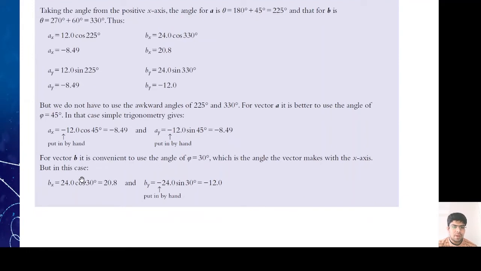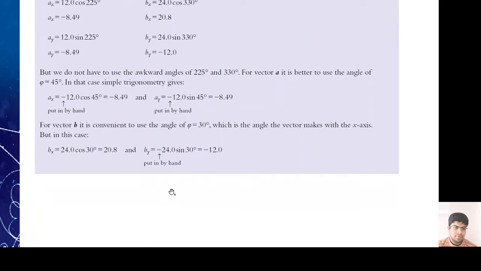Now for vector B, it is convenient to use the angle phi equals 30 degrees, which is the angle that the vector makes with the x-axis. In this case Bx equals 24 cos 30, which is 20.8, and the y component By gives negative 24 sine 30, which gives negative 12.